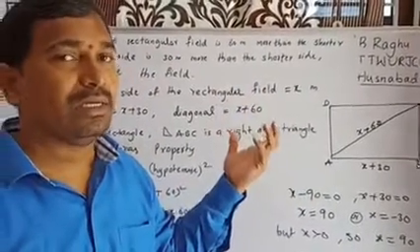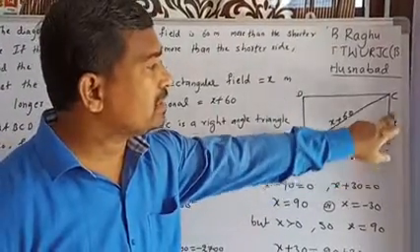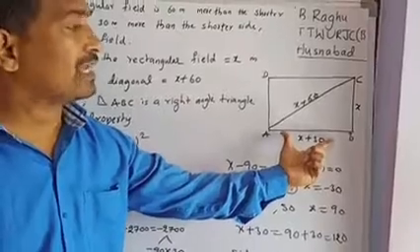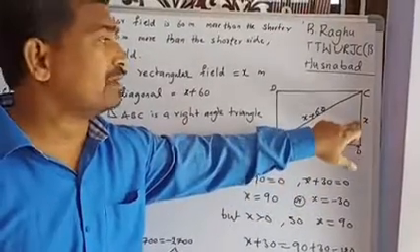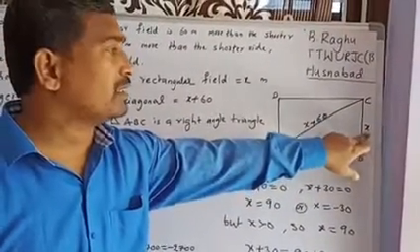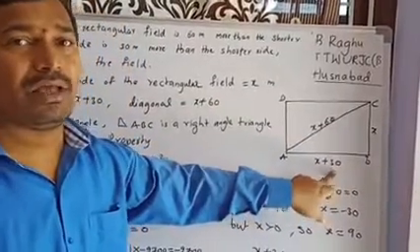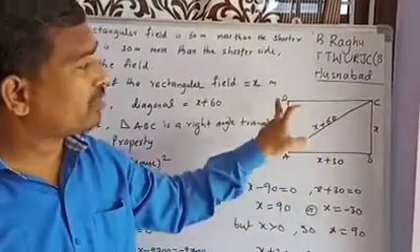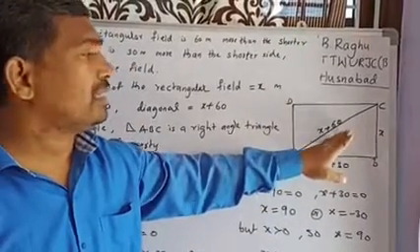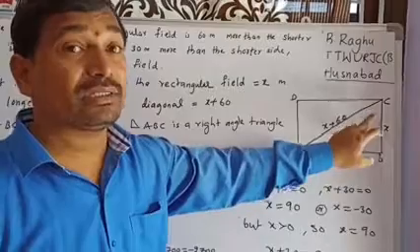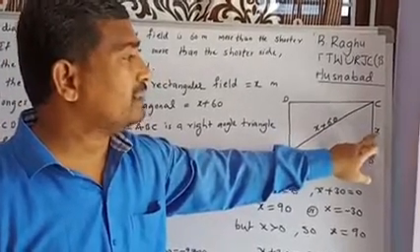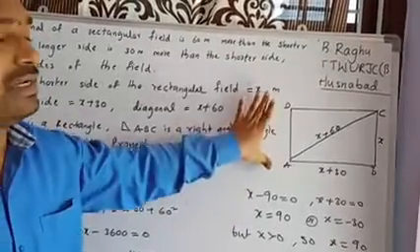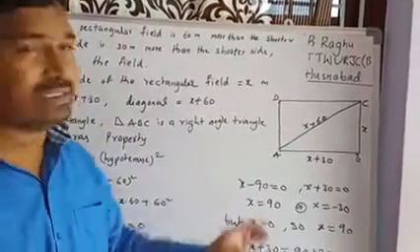We don't know the shorter side, so let us assume the shorter side is x meters. The longer side is 30 meters more than the shorter, so add 30 meters to the shorter side: x plus 30. The rectangle has two diagonals, AC and BD, and I am taking only one, AC. The diagonal is 60 meters more than the shorter, so x plus 60. This is the given data, so we find out the sides.